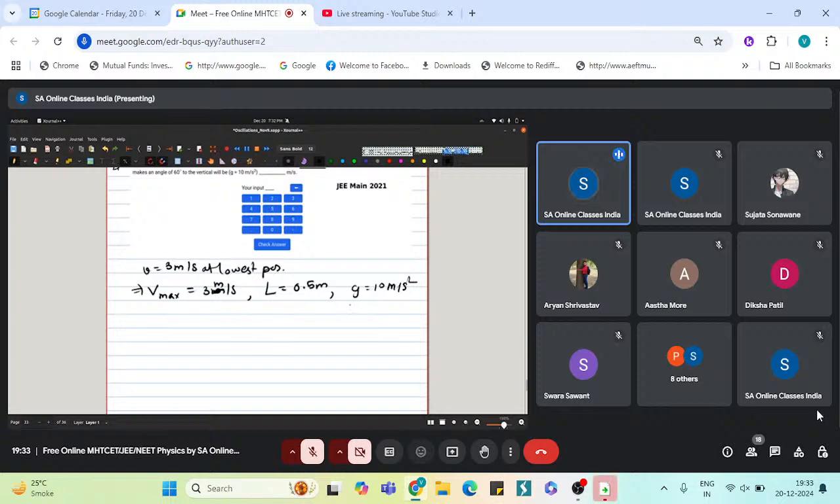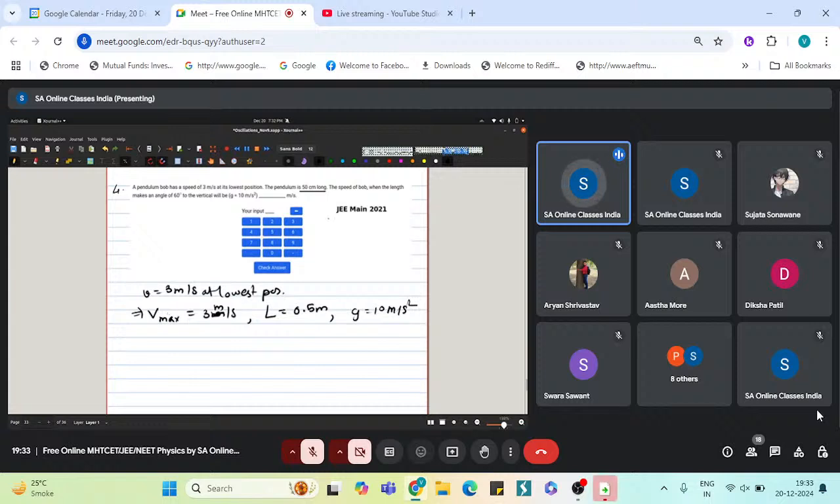And then they have asked the speed of the bob when the length makes an angle of 60 degrees. So this is the vertical and this is the 60-degree angle. And this is where your bob is. This is the lowest position. And they have asked the speed at this position A. So VA is equal to what? And they have given the V max. So we can just recall the formula that we saw in that PDF, which is key.